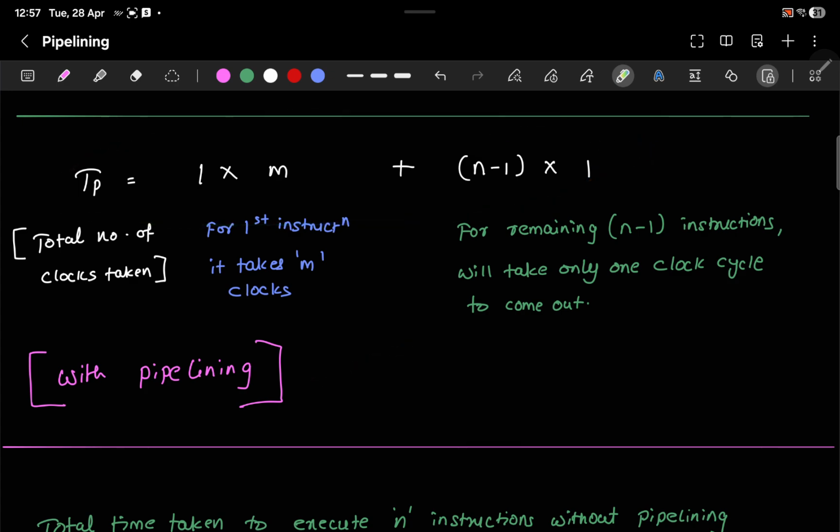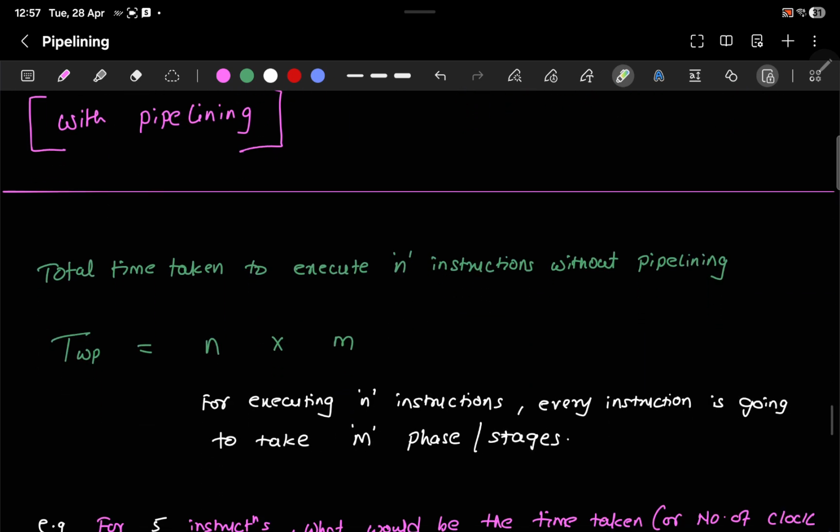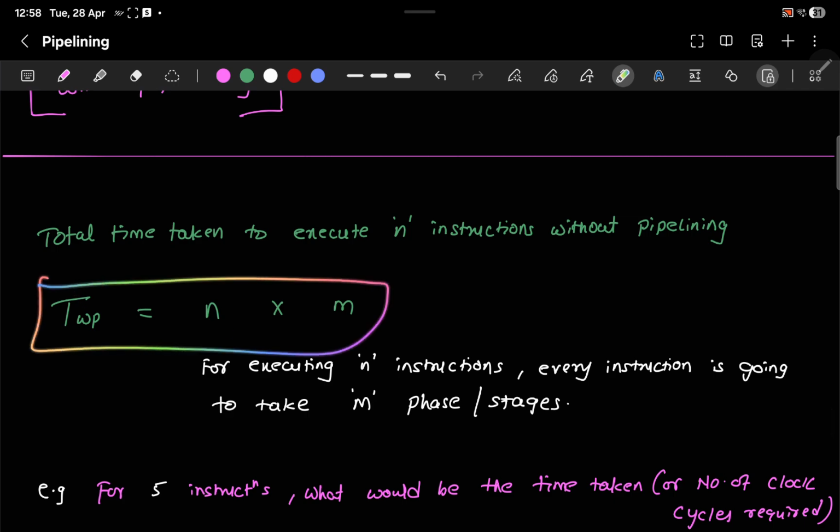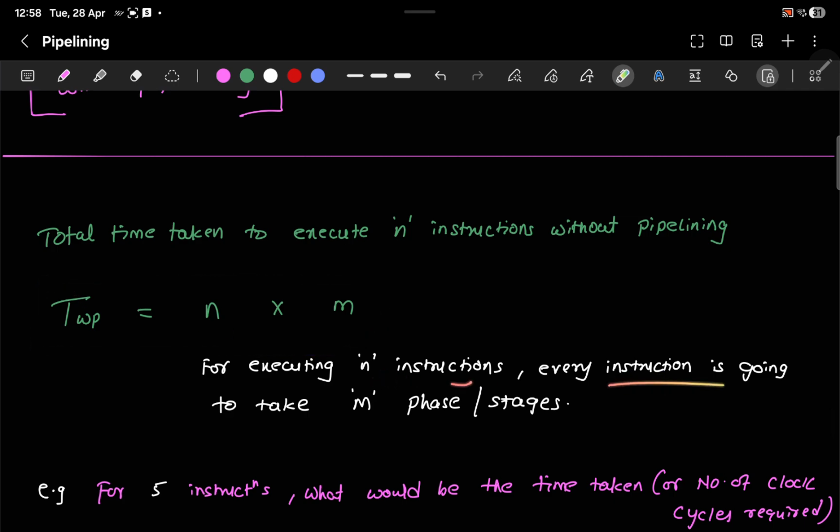So let's see how much time is taken without pipelining also. We just try to generalize the formula for without pipelining. The time taken without pipelining I am denoting as TWP. This is the notation I am giving. If there are n instructions, then each instruction will take m phases, that is m clock cycles. This will give you a formula. For executing an instruction, every instruction is going to take m phases. That's why n into m.